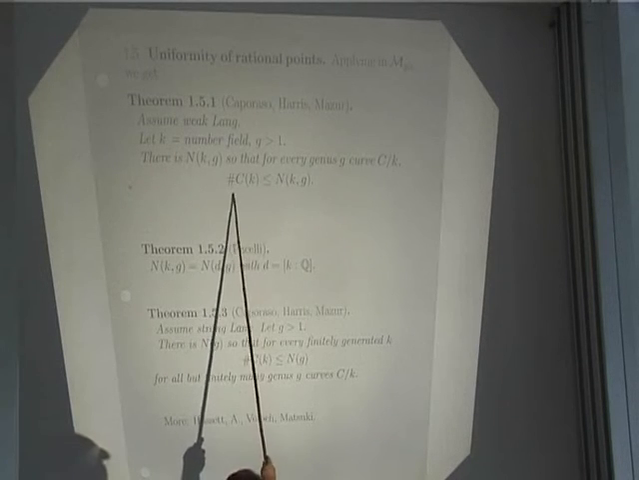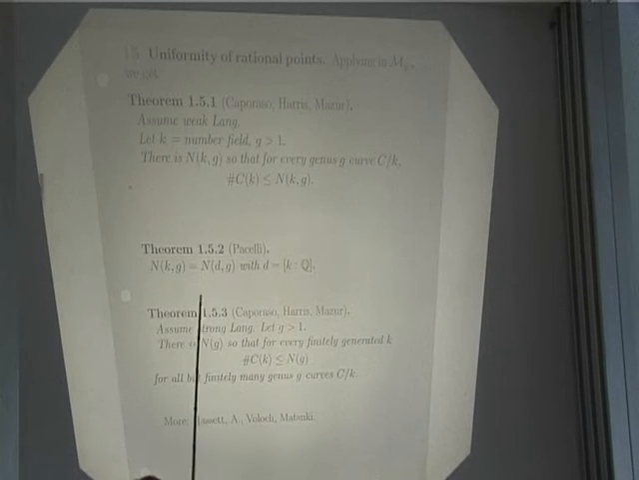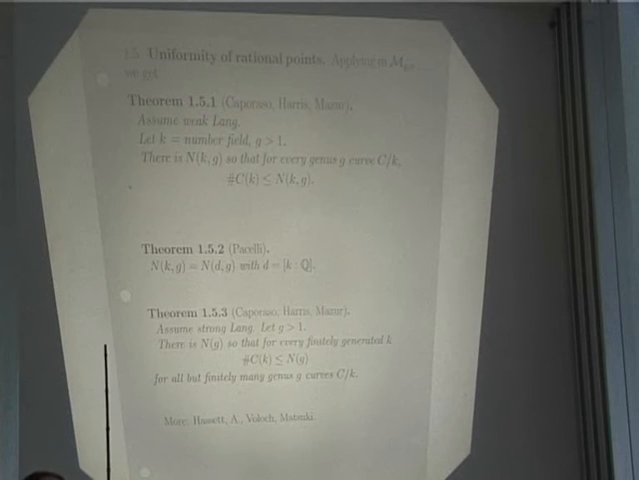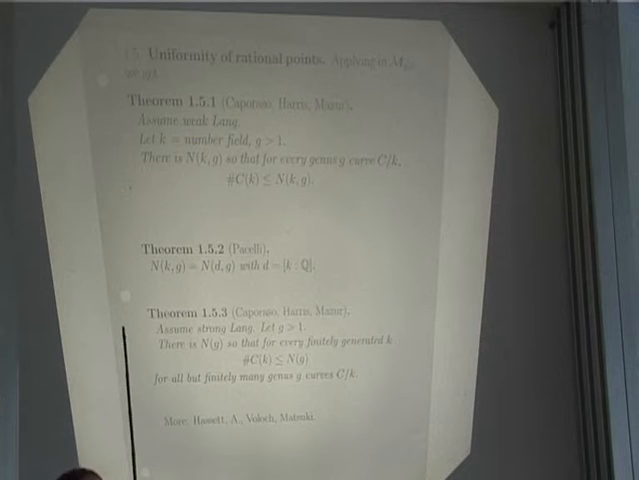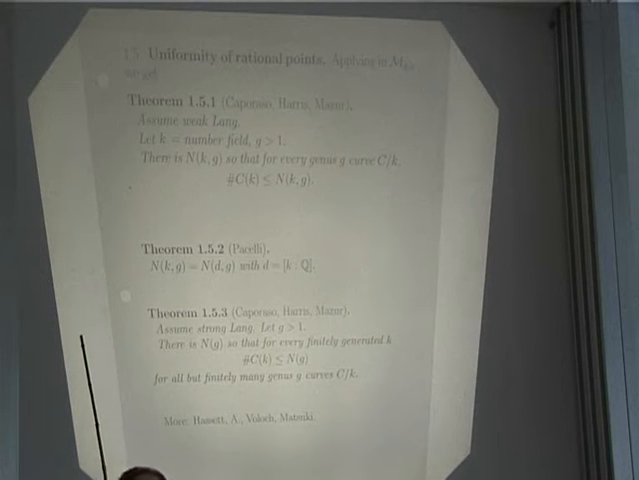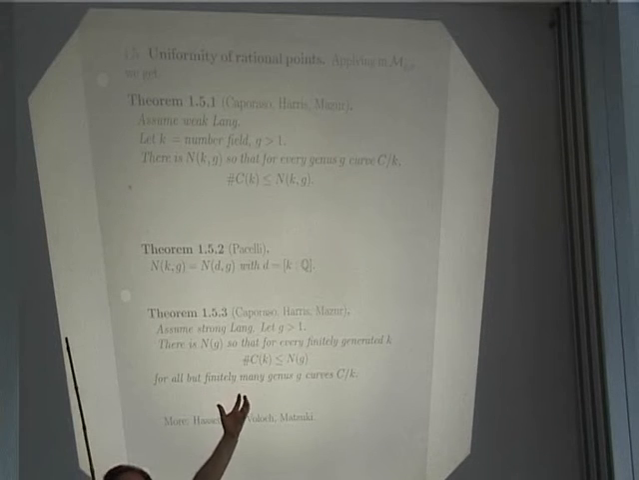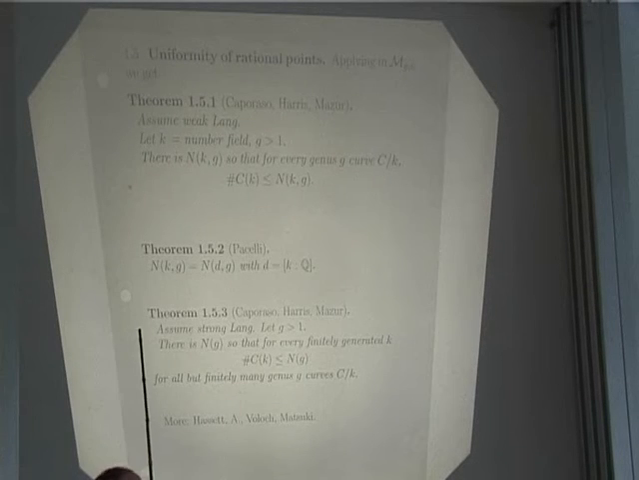So there is a bound N(K,g), so that for every genus g curve, the number of points over that field is not more than this bound. Now this is quite a bit more than people expected before. And it's a wonderful consequence of a nice geometric conjecture. You conjecture something about higher dimensional varieties, you get something wonderful about curves.